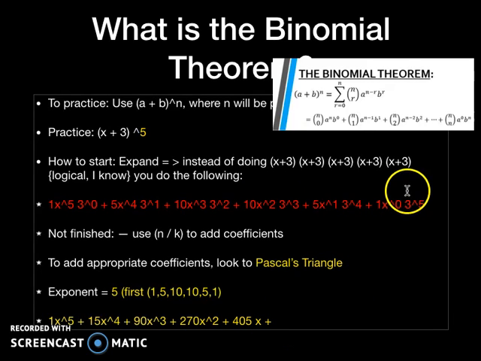This last one would just be 3 to the 5th times 1, x to the 0, and because x to the 0 is just 1, we would already simplify that 1, multiply this one, and this one would multiply by the 3 to the 5th, and that would be 243.